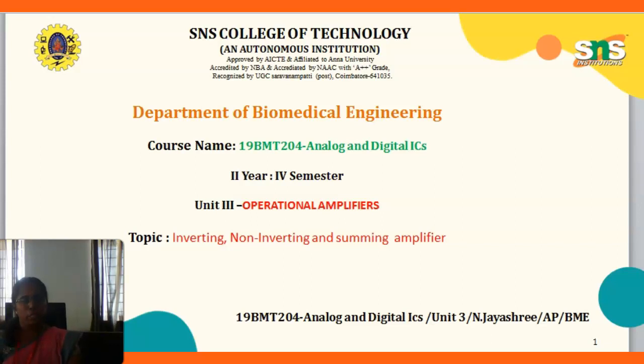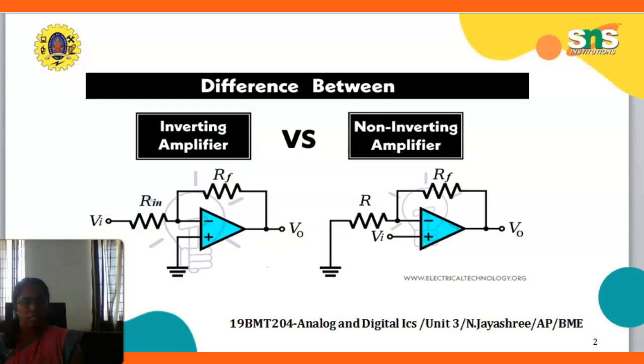I am going to take operational amplifiers: the inverting amplifier, the non-inverting amplifier, and at last the summing amplifier, from operational amplifier unit 3. Okay, let us see what I mean by the difference between the inverting amplifier and the non-inverting amplifier.